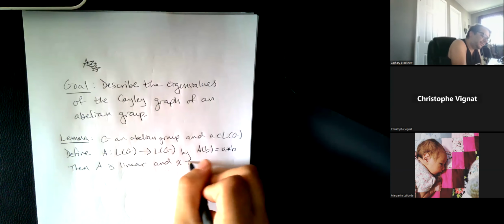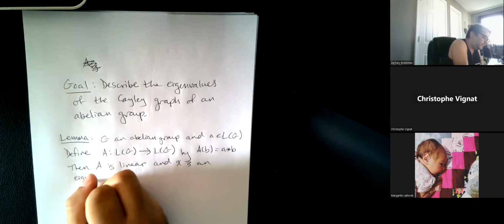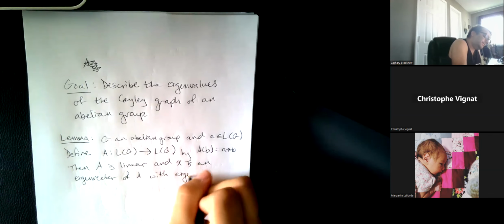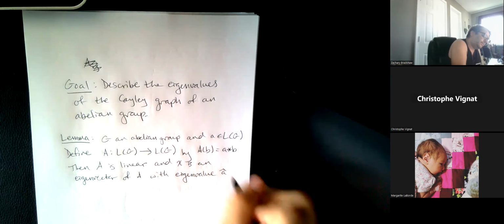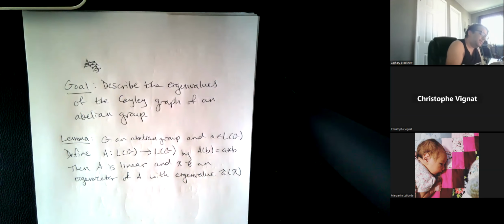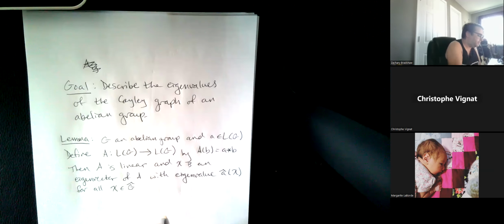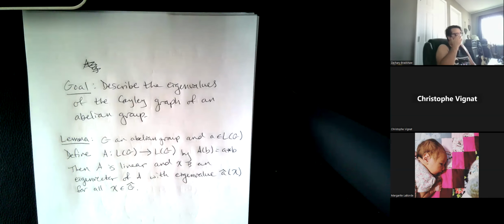But we will check that chi is an eigenvector of this operator with eigenvalue the Fourier transform of A evaluated at chi. So remember, this chi here is part of the dual group. So I should say for all chi in the dual group. So this chi is an element of the dual group, which is the group of irreducible representations of G.